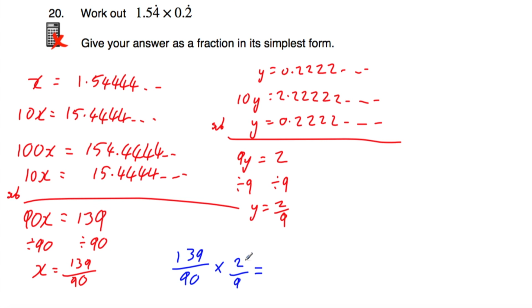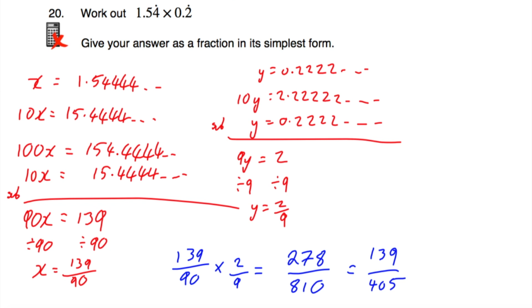So 139 multiplied by 2, so let's double 139, and double 139 will be equal to 278, because double 130 is equal to 260, and double 9 is 18, add them together, 278. And in terms of our denominator, we've got 90 multiplied by 9, that's going to be equal to 810. So we've got 278 over 810, and I just did 9 times 9, which is 81, and put my 0 on the end. Now we need to cancel this down because it's not in its simplest form. So halving both of these numbers would be 139, and half of 810 would be 405.